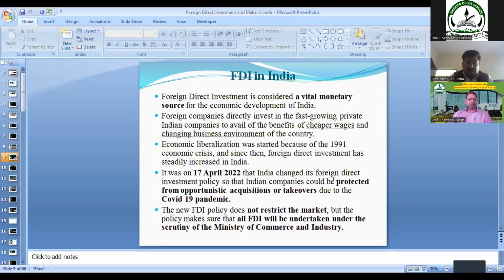But due to COVID, some foreign investors tried to take over domestic companies, a forced takeover, or we can say an opportunistic acquisition of domestic companies. Due to this, the government of India changed the policy, and all FDI will be undertaken under scrutiny. The scrutiny is by the Ministry of Commerce and Industry before accepting foreign investment in India.